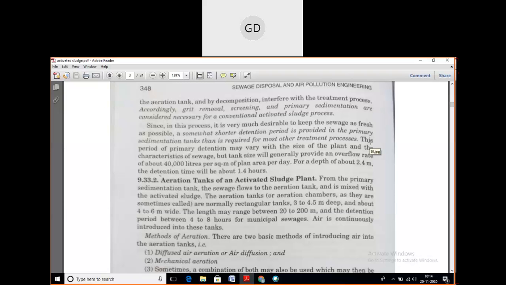This primary detention may vary with the size of the plant and the characteristics of the sewage. And what is the overflow rate of an activated sludge plant? It is 40,000 liters per square meter of plant area per day. The depth is about 2.4 meters, and the detention time is about 1.4 hours. This you can remember: the overflow rate is 40,000, the depth is about 2.4 meters, and the detention time is about 1.4 hours.